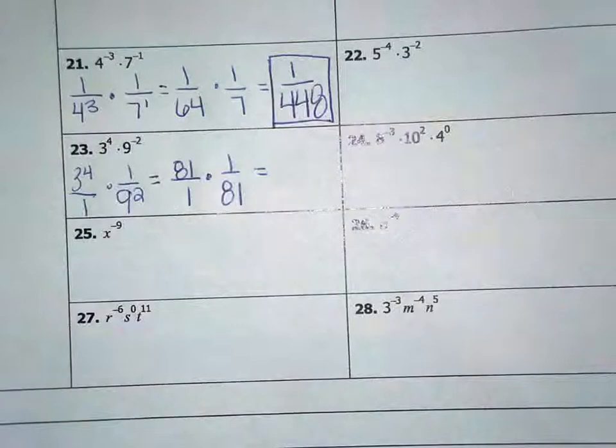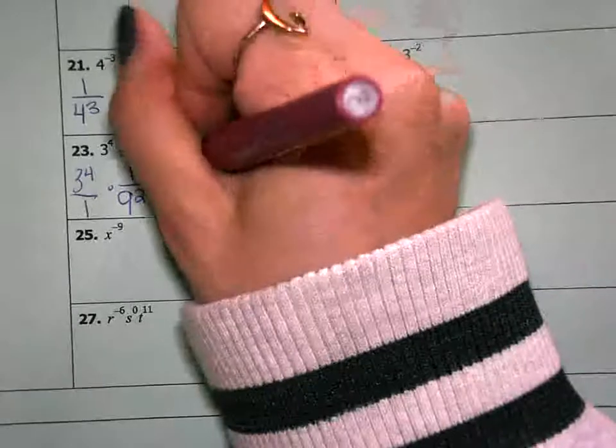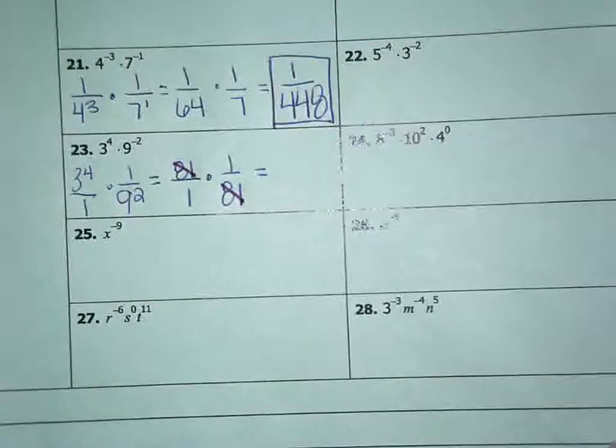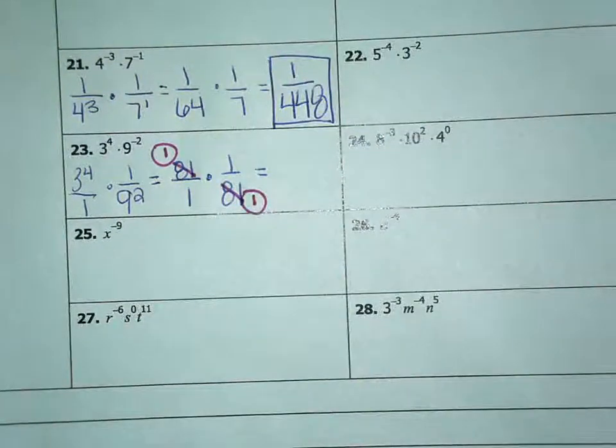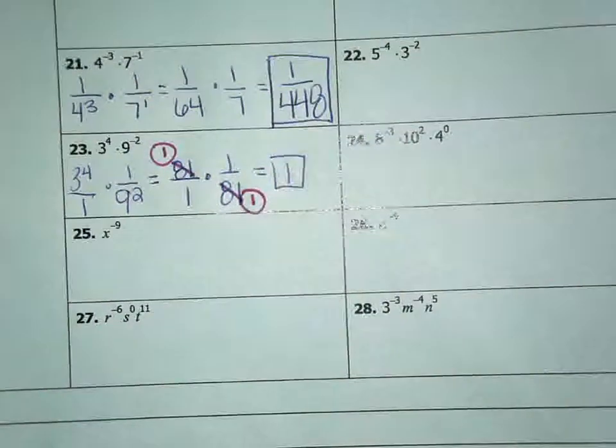And with our fraction rules, what does that mean? You cross cancel, because these 81s are just going to become what? Ones, which means my answer is just 1. So you see how we have to know our fraction rules as well with this?